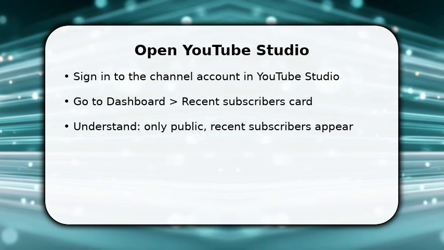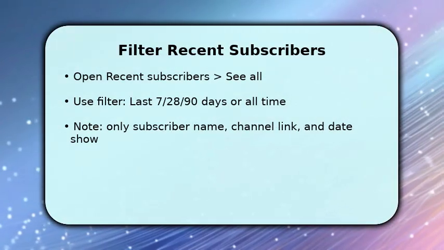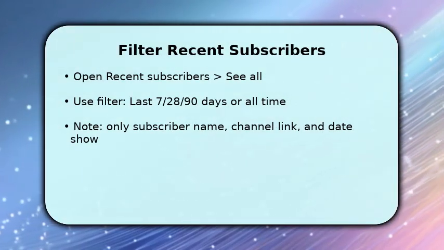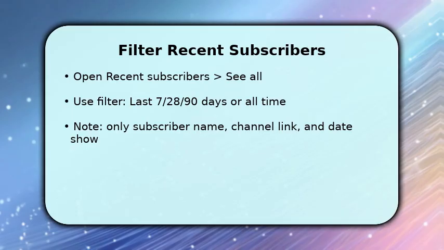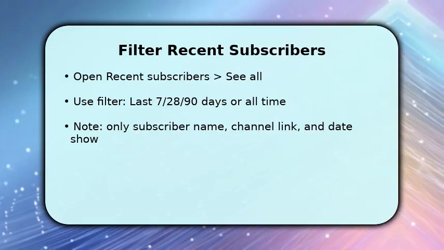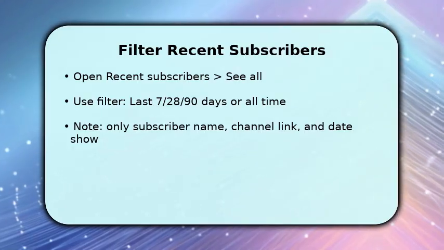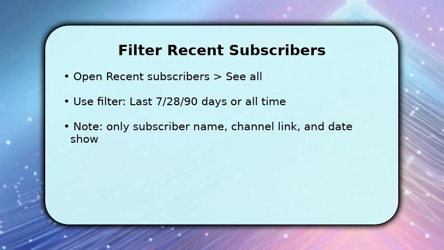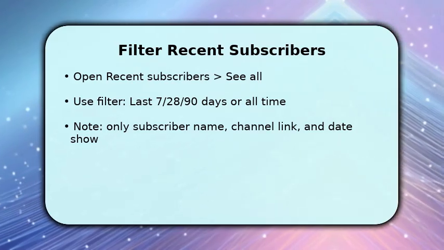Next, you click See All in Recent Subscribers and apply filters for the time window you want. Choose 7, 28, 90 days or all time. You'll see each subscriber's display name, channel link, and the date they subscribed. Once done, you can sort by newest or oldest and export or copy names manually.